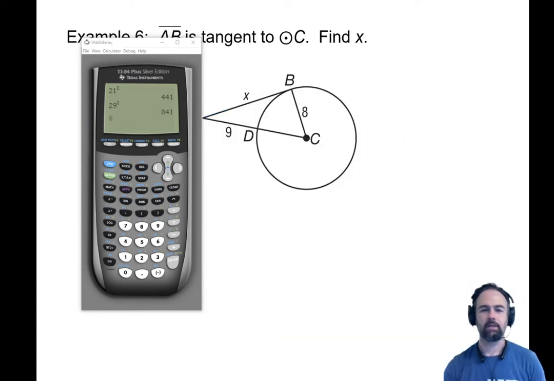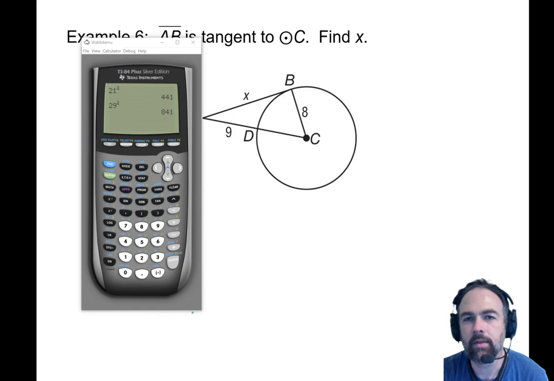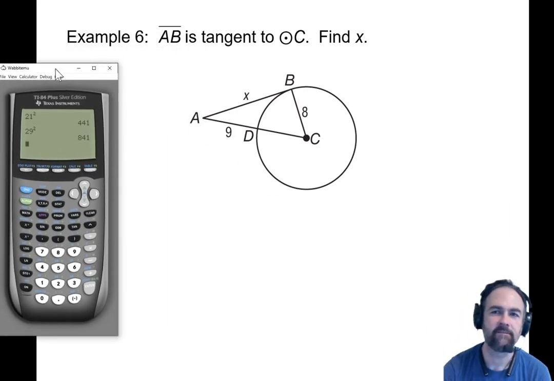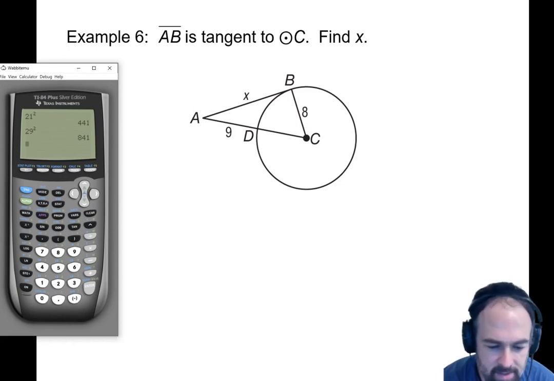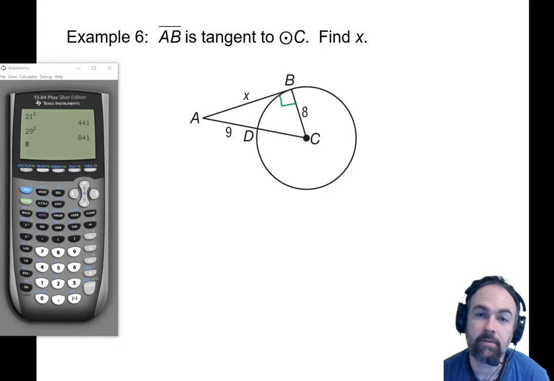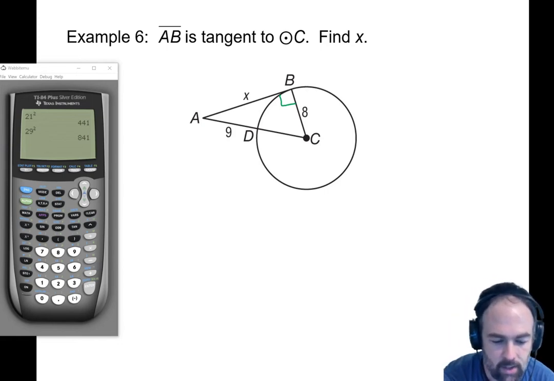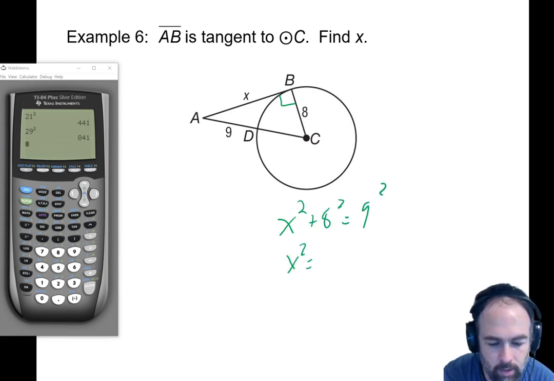All right, now example 6. We know that AB is tangent to circle C. Find X. Well, in this case, since it is tangent, we know that this is a right angle. Therefore, I can perform the Pythagorean theorem to find X. So x squared plus 8 squared equals 9 squared.